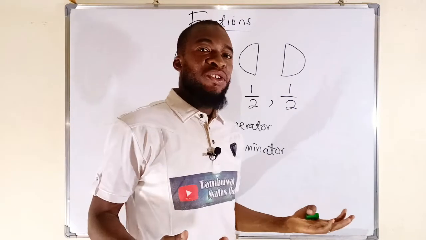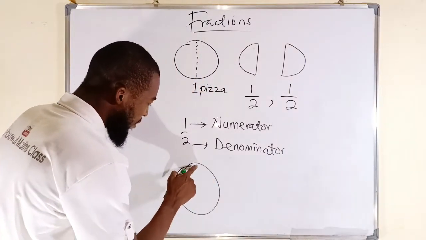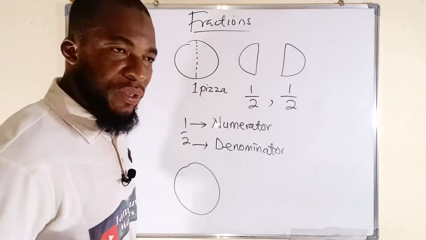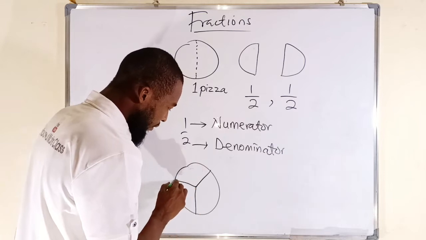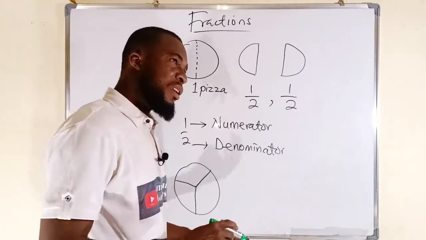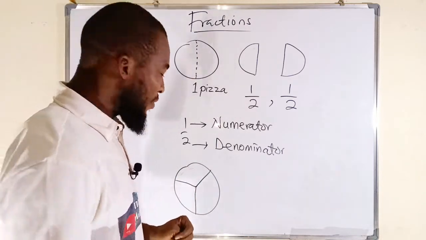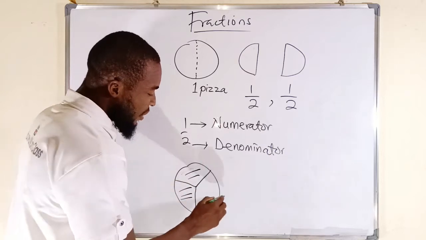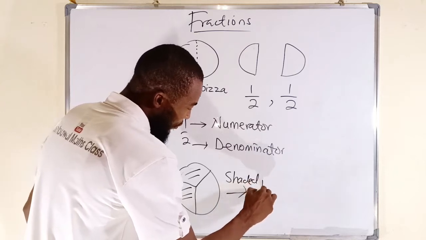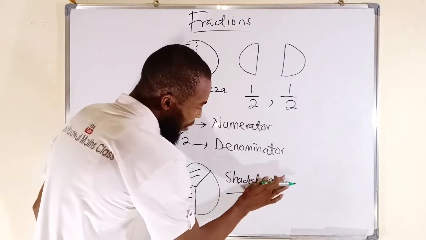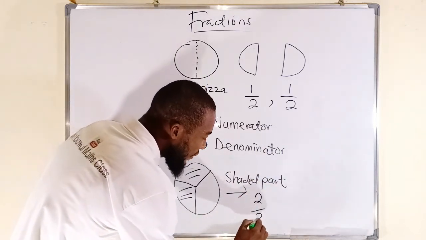And I may decide to partition the pizza into more than 2. For example, if I have a pizza like this, and I decide to partition the pizza into 3 equal parts. After this partition, I decided to take 2 out of 3. You see, we have 3 of them, and I decided to take 2. So I'm taking these 2. The shaded part is just 2 out of 3.